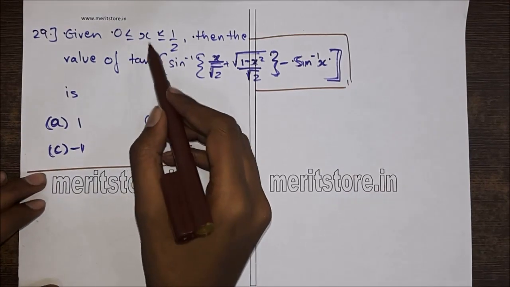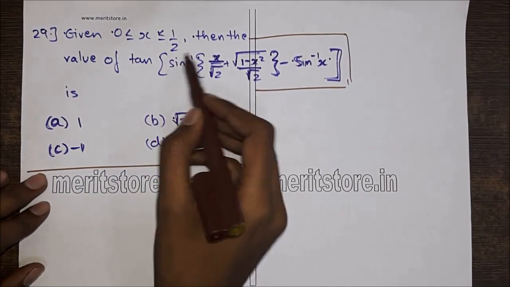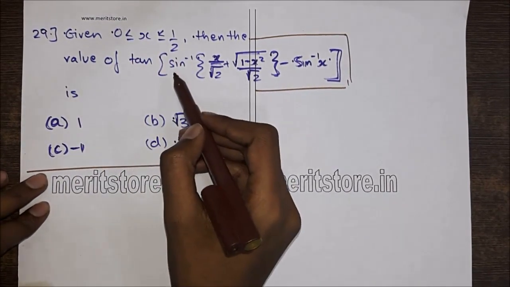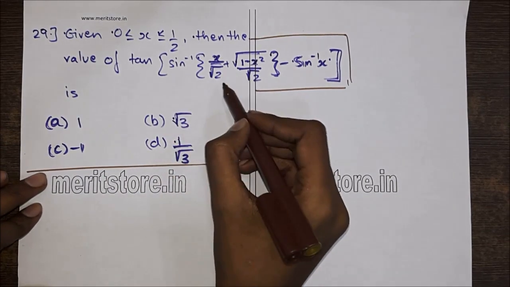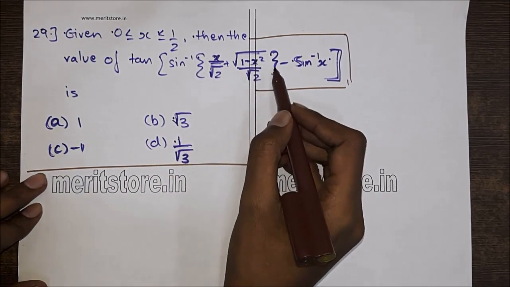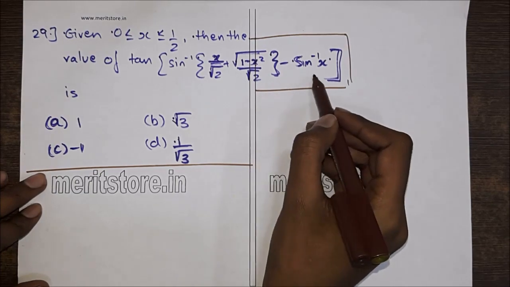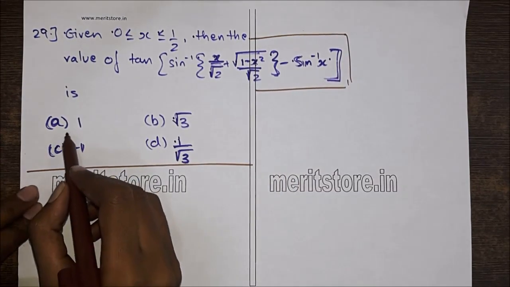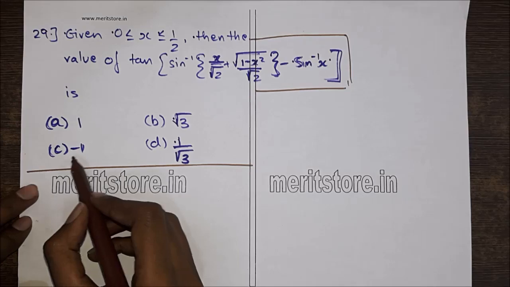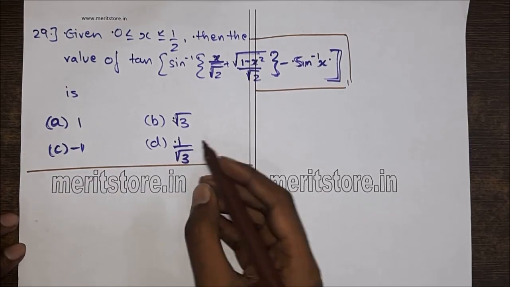It is given that x lies between 0 and 1 by 2. Then the value of tan of sine inverse of x by root 2 plus root of 1 minus x square by root 2 minus sine inverse of x is: a 1, b root 3, c minus 1, d 1 by root 3.